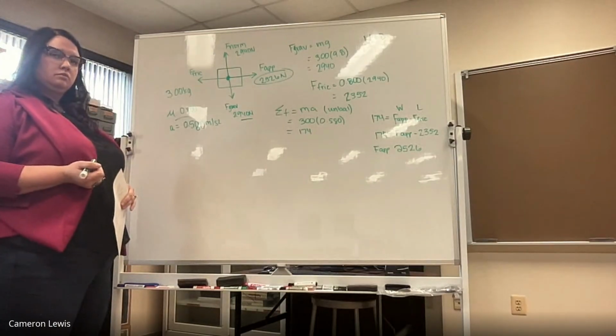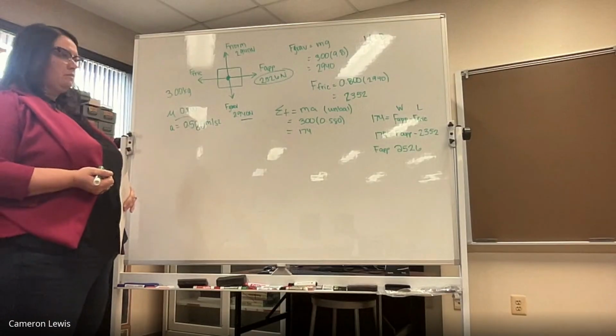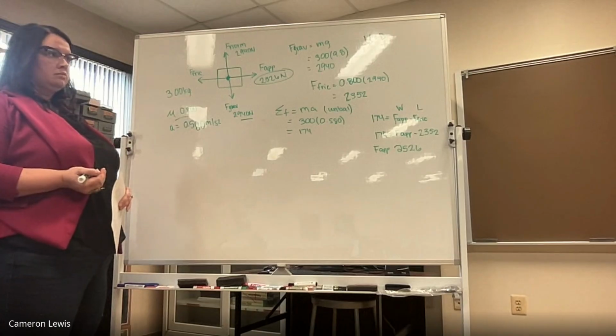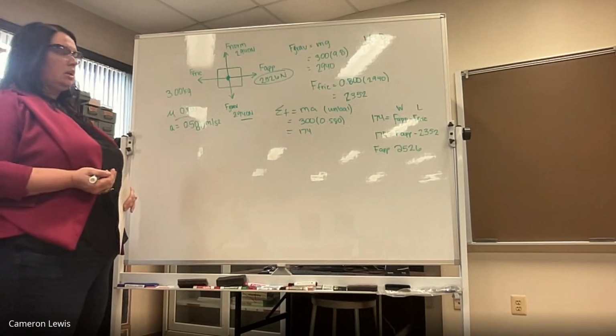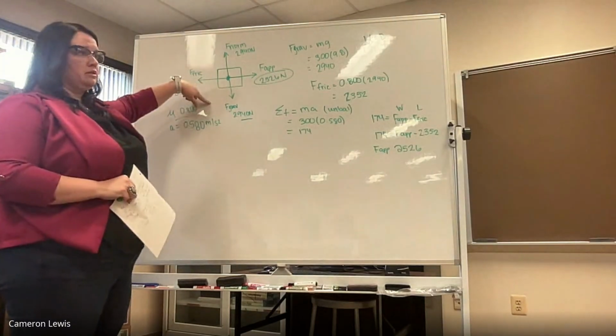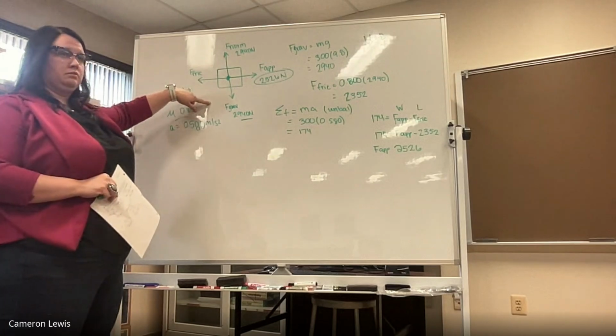Could you repeat what you said about how you know that F norm equals mass times gravity? F norm is equal to mass times gravity. Oh, because our vertical forces are balanced. So because the vertical forces are balanced, the up is equal to down.